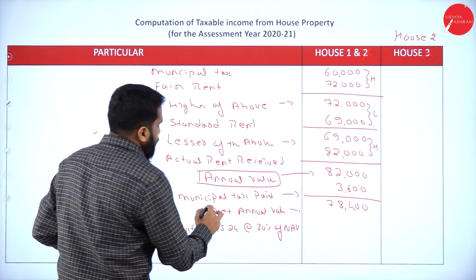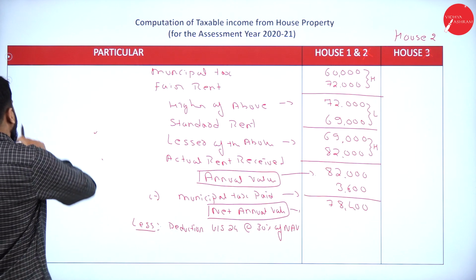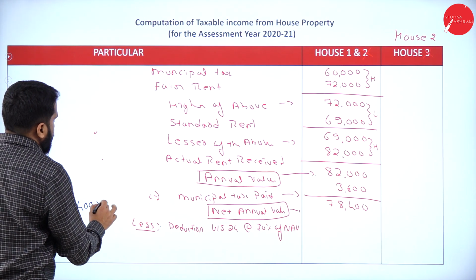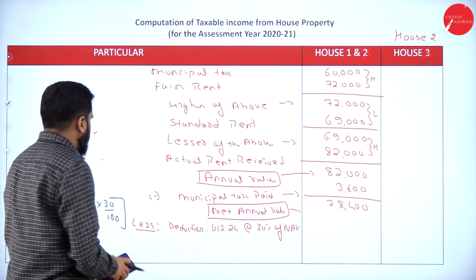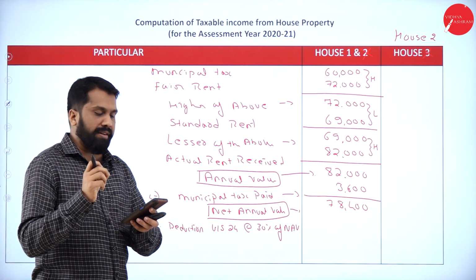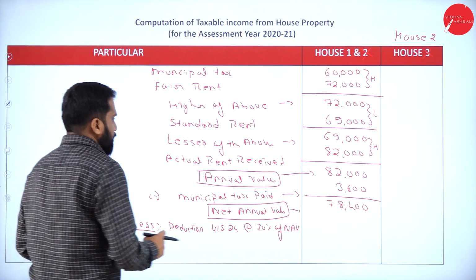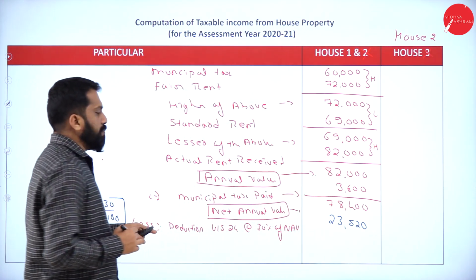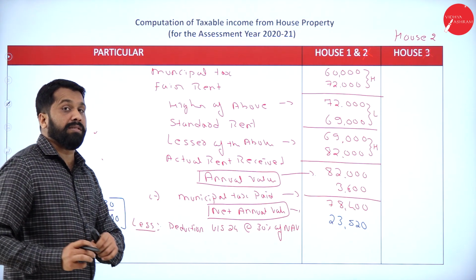What is your net annual value? Just now we calculated it is 78,400. Now I'll take a different color for this. 78,400 multiplied by 30%. So I'll take the help of the calculator. If you calculate how much it is, 78,400 into 30%, it is 23,520. So how much did you get? 23,520. So hope you got this. How did we calculate it? We calculated 78,400 into 30 by 100.